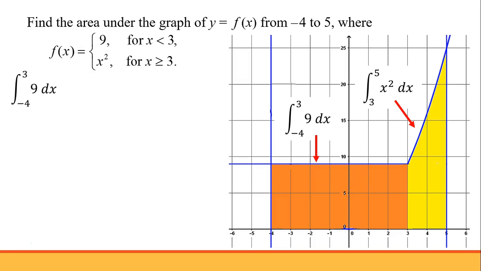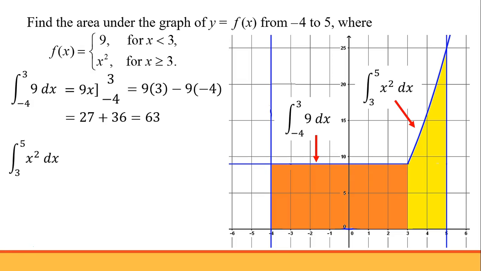So let's find these two integrals so that we can find the two areas. We'll find the antiderivative of 9, which is 9x, and then we'll evaluate that at 3 and at -4, and subtract those two values to get 63. So the area of the orange part of the graph is 63 square units.